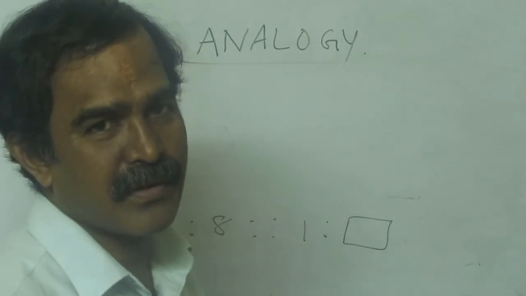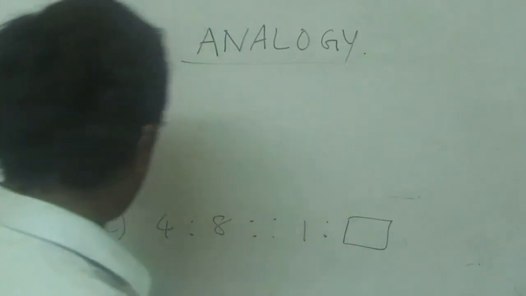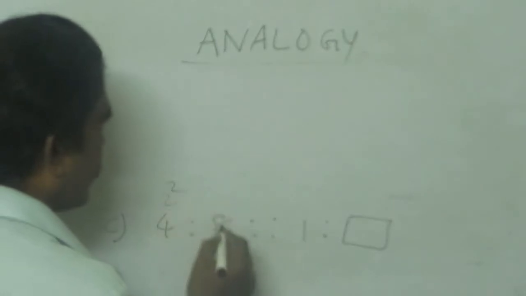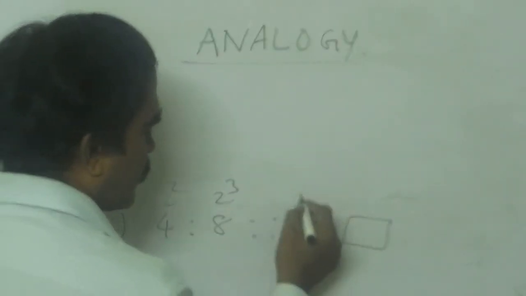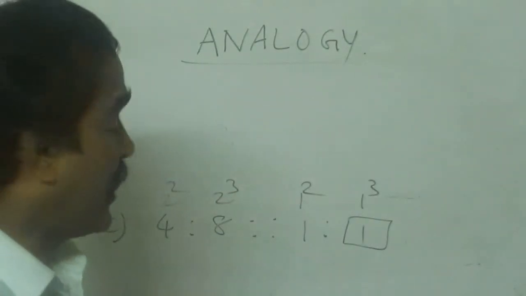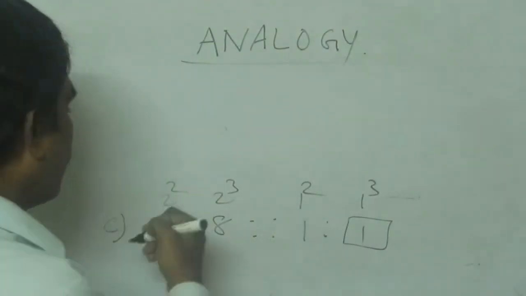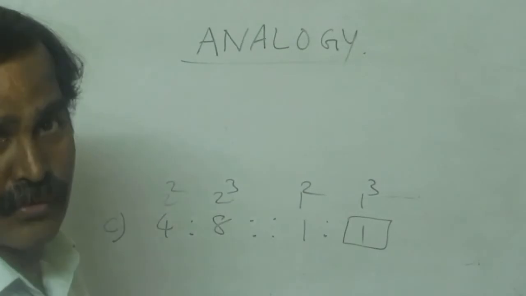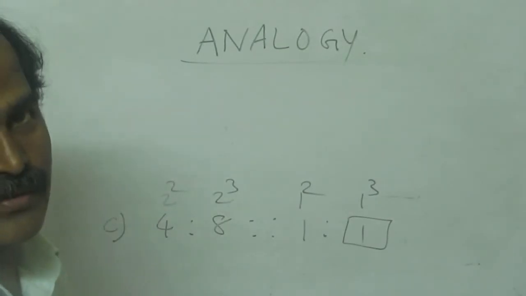How can we give a strong logic? Very simple. Think of this as 2 square, this as 2 cube. So for this question, 1 square, and this is 1 cube. Again the answer is 1 only. Out of 100 students, only 5 to 10 students will think like this. So obviously they will go for the next round. Okay, let me have the next question.